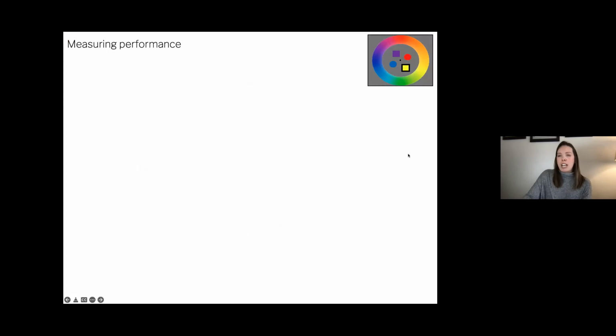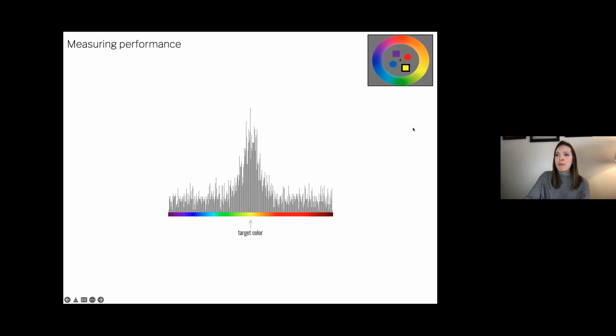So I'll give you just a brief description of how we measured performance, and I'm happy to talk more about this later on if anyone is interested. But first, we look at the distribution of raw response errors in a given condition of the experiment. These distributions tend to look like this, where they're centered on the correct target color, and then they break away into these tails.